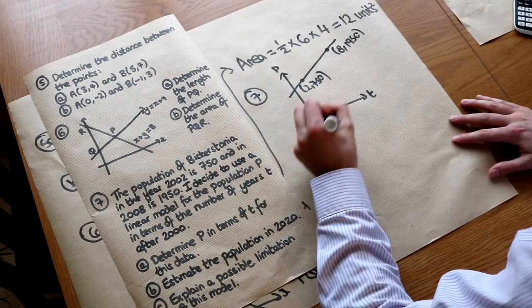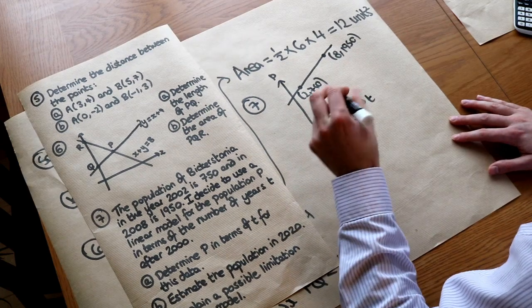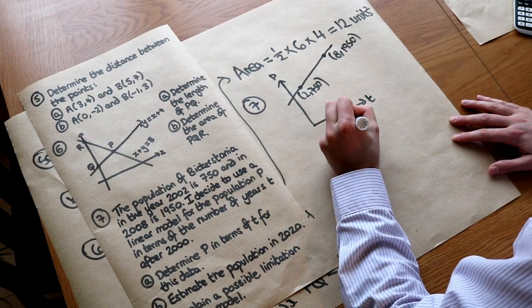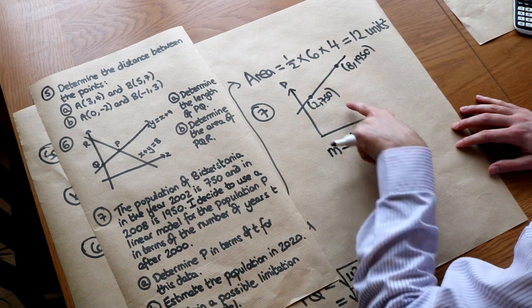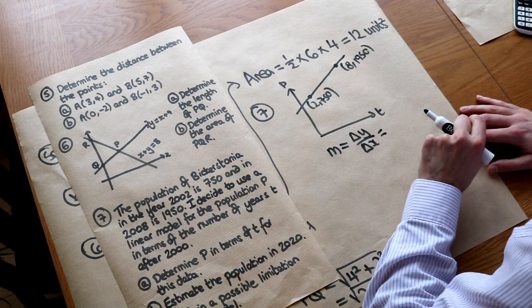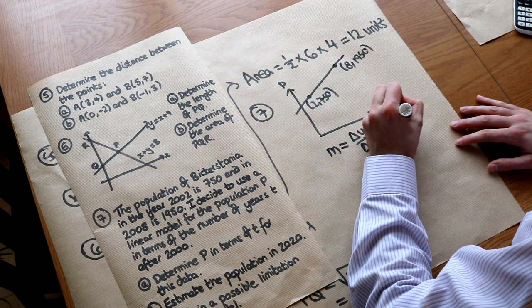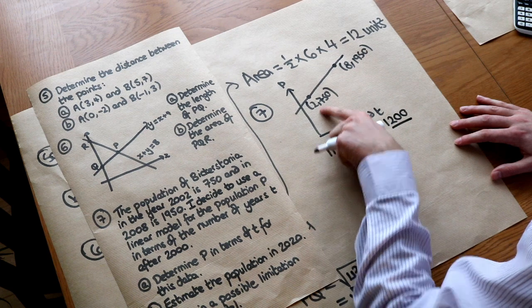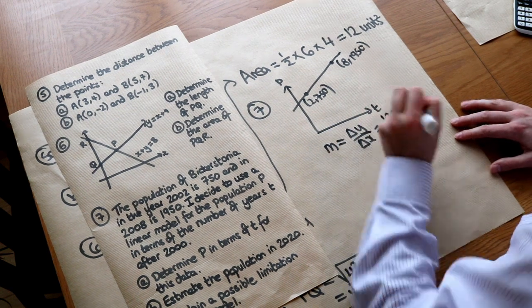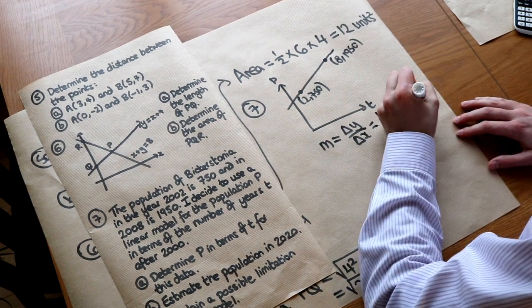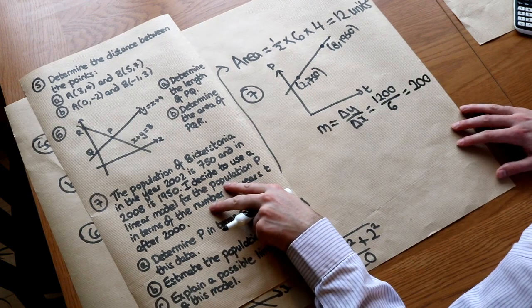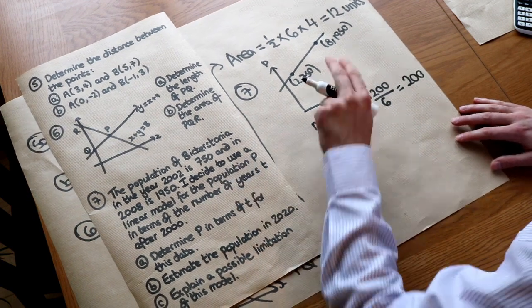Well, let's find the gradient first. The gradient is equal to change in y over the change in x. The change in y to get from 750 to 1950, if you subtract those, you get 1200. And the change in x from 2 to 8 is 6. And then 1200 divided by 6 is 200. So that's the gradient.